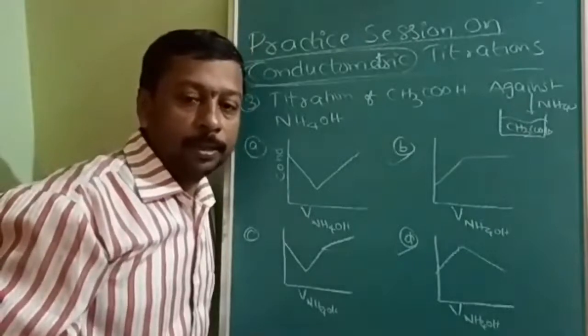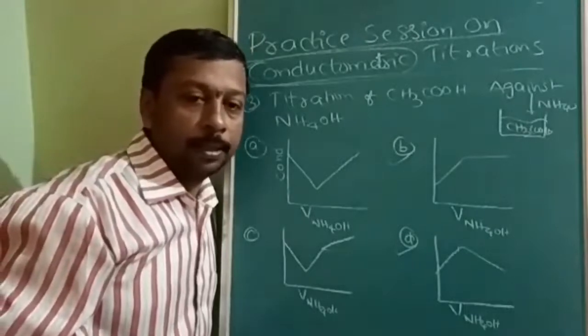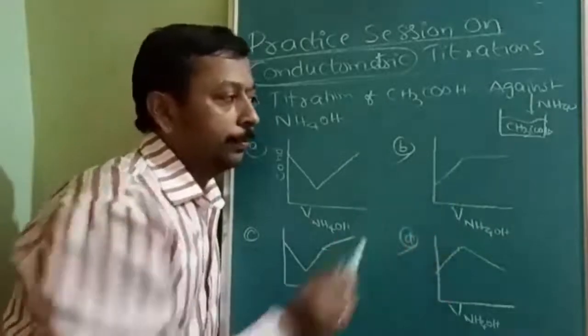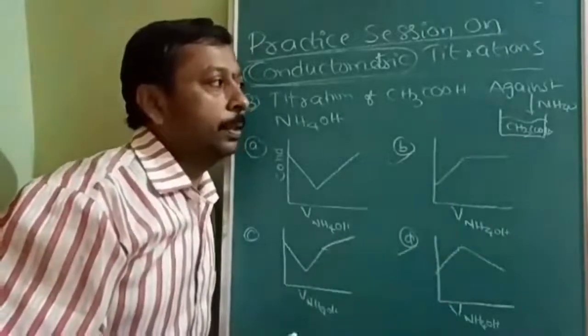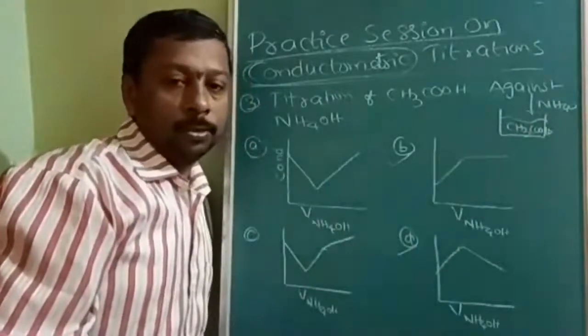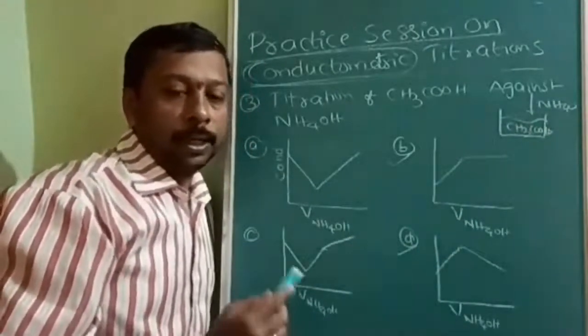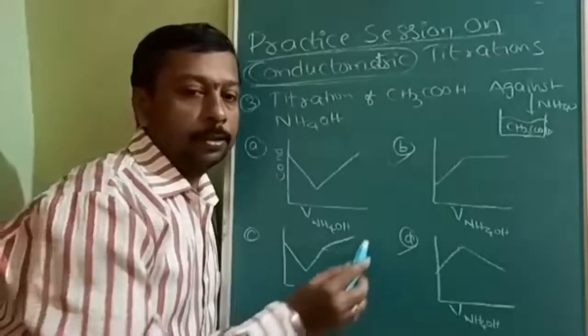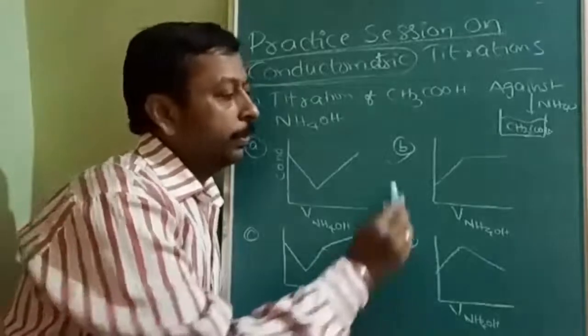Ammonium acetate is a salt. Salt is better than the weak acid, so it should increase. So both are increasing. After that, ammonium hydroxide is added. So there is no increase. Earlier also salt, and after that also weak base. So therefore the answer will be B.